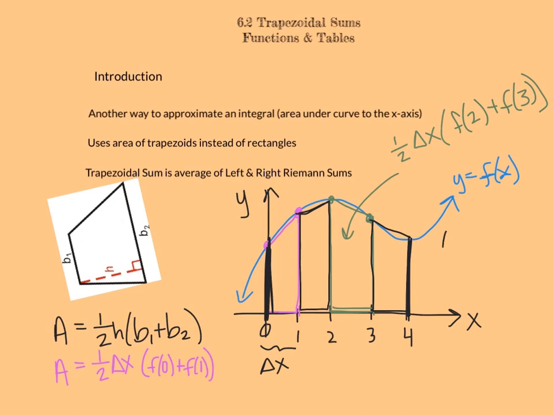How can we find delta x? Well, we'd find delta x, the distance between each of the x values, by taking our upper limit of 4 minus our lower limit of 0.